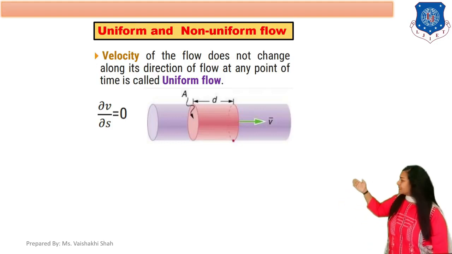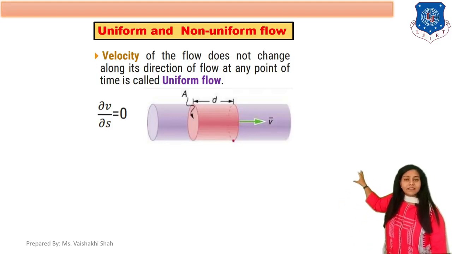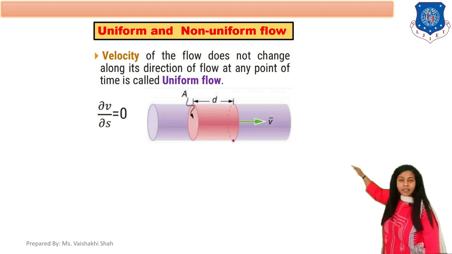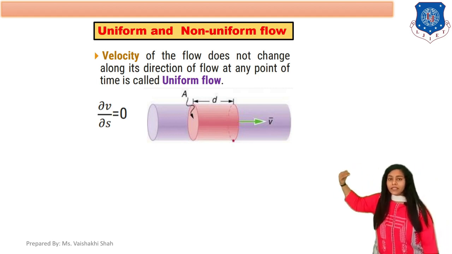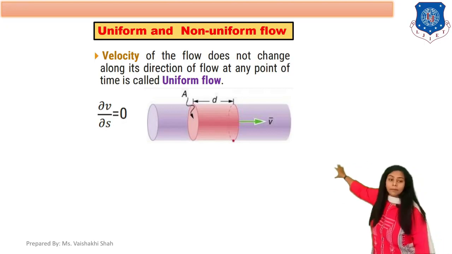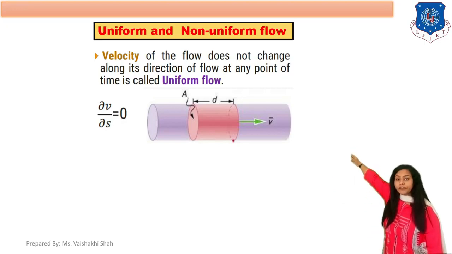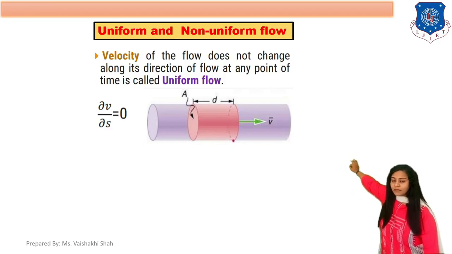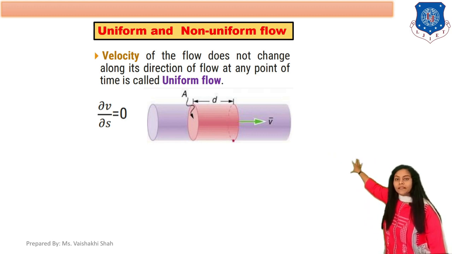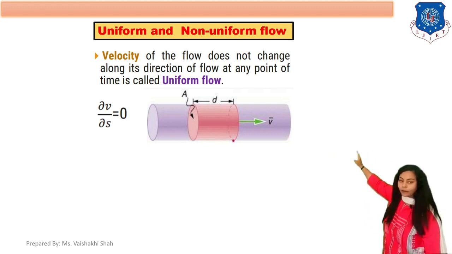As you can see in this diagram, we are considering a circular pipe. When a fluid element enters, the velocity of the fluid throughout the pipe is constant, which is V. So there is no change in velocity at any length of the pipe. So flow in this pipe is called uniform flow.